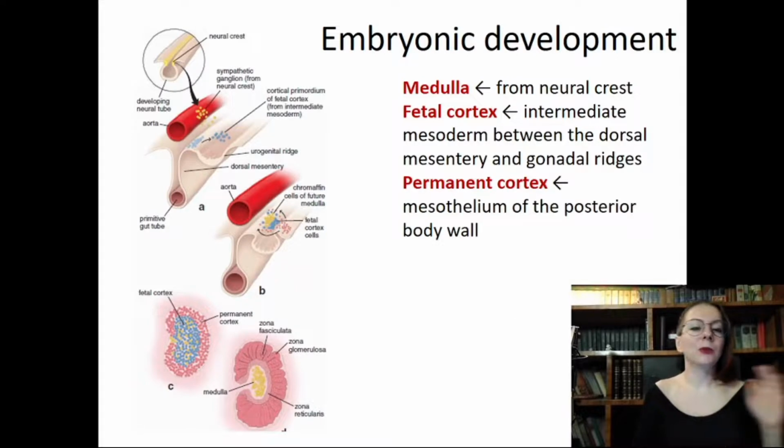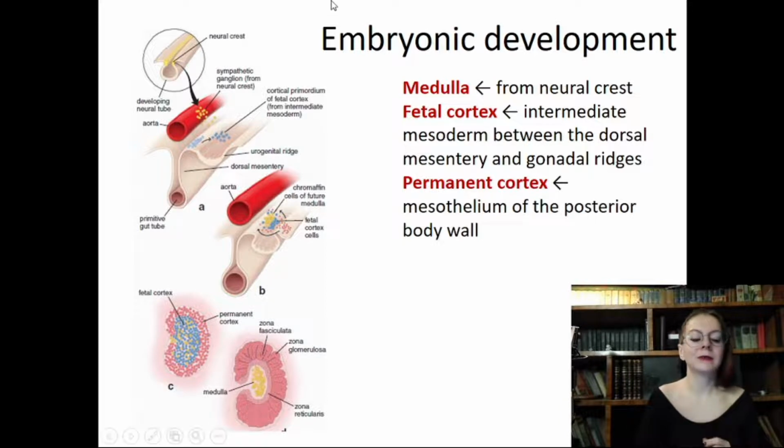Okay, and the very last slide, my congratulations if you're still here, is the embryonic development of the adrenal gland. It has two sources. In general, the medulla derives from the neural crest. As I told you, chromaffin cells and ganglion cells are neurons by their nature. And the cortex derives from the mesoderm, in general, in brief.